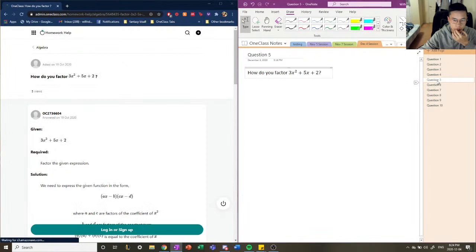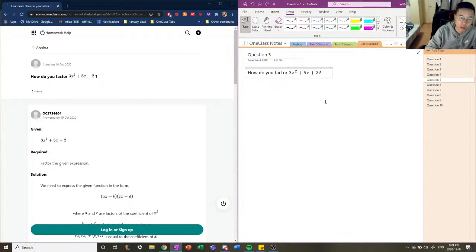All right, question number 5. How do you factor 3x squared plus 5x plus 2? I covered this question pretty extensively in the past, and I used the cross multiplication method, and I'll go through it again. When they ask us to factor 3x squared plus 5x plus 2, let's say that we have the standard form of our quadratic function here. It's ax squared plus bx plus c, right? When they want us to factor it.